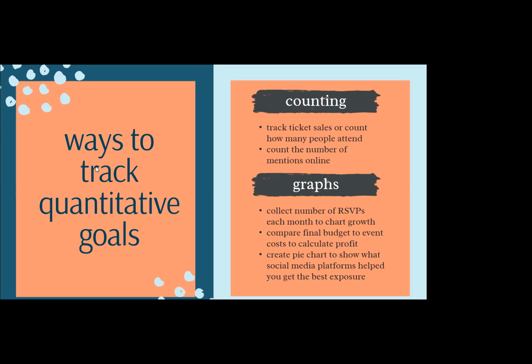But any other quantitative ideas when it comes to tracking that data? It's a little less exciting than the qualitative one, but it's pretty much counting. Cool. A great suggestion would be like hashtag event name and a prize. Again, incentivizing people to use the hashtag and then counting exactly how many new posts were made based on that hashtag. These are exactly what we're talking about when it comes to tracking those quantitative goals. Okay.